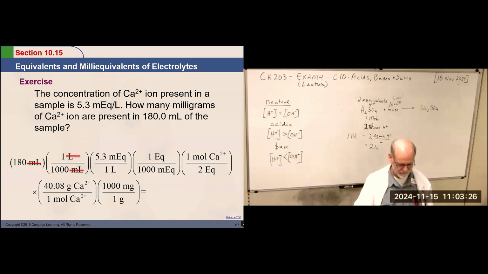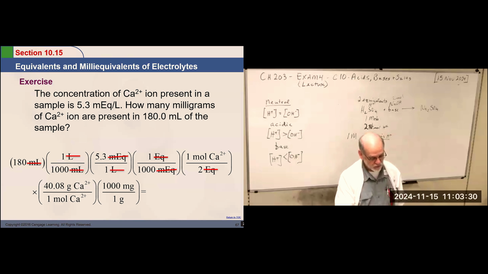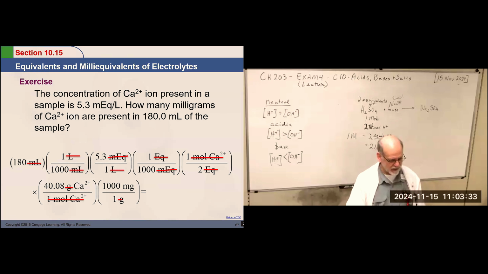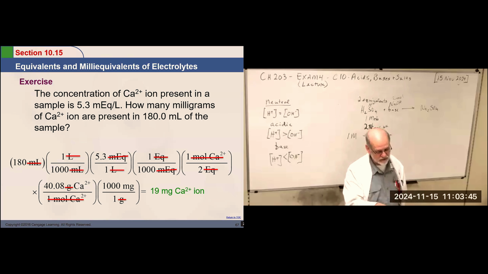And like any chain conversion, you want to check to be sure that you've canceled all the right ones and you're left with the one you want. We're left with milligrams. So 19 milligrams of calcium ion is contained in this 180 milliliters of solution. That is 5.3 milliequivalents per liter.